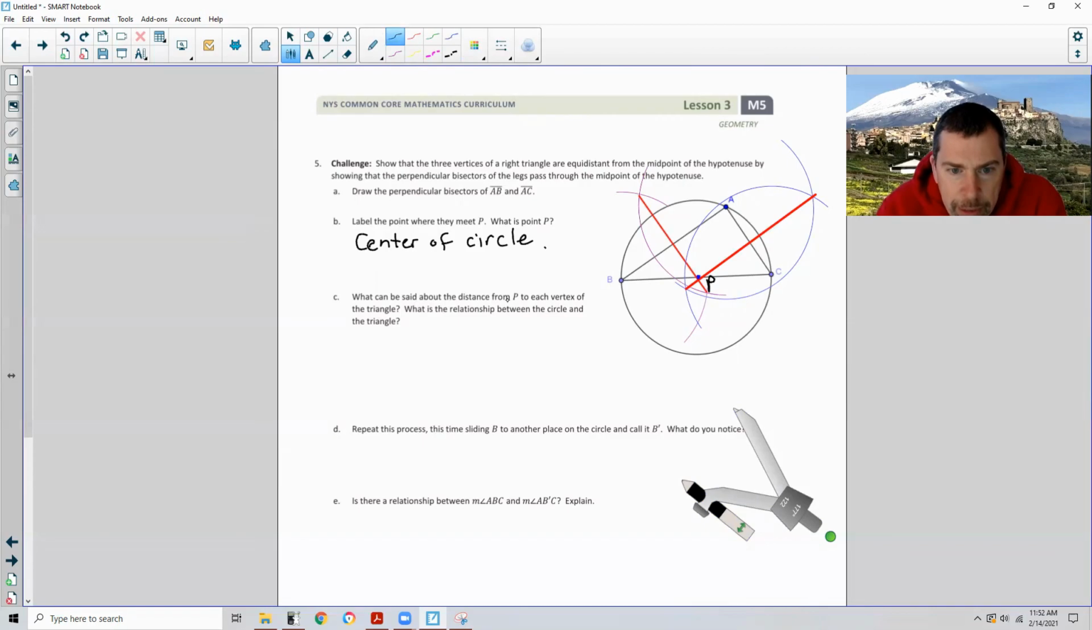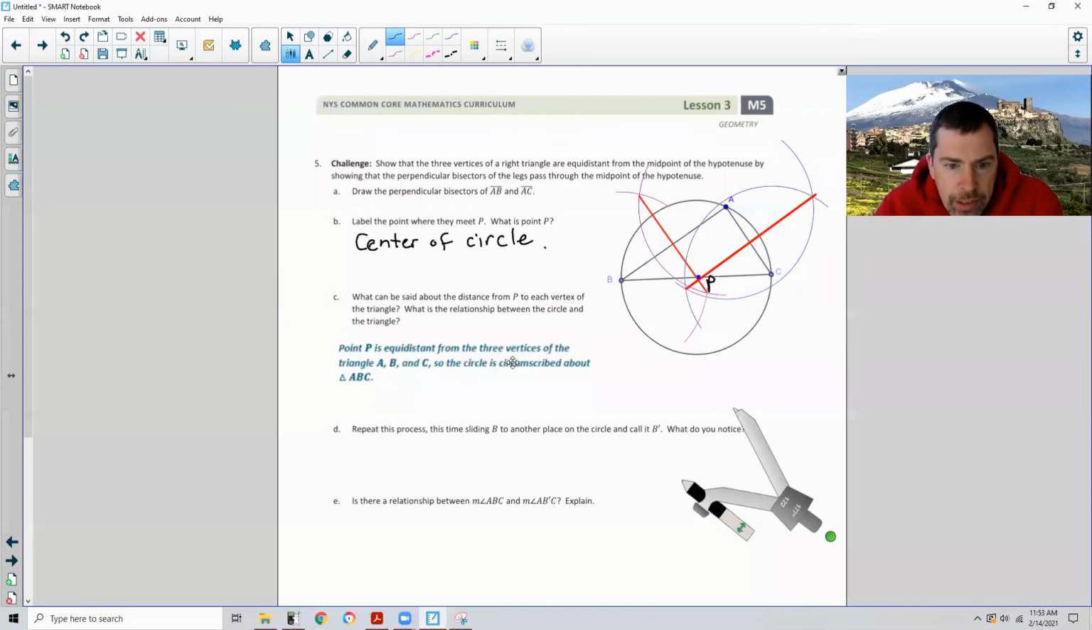C, what can be said about the distance from P to each vertex? Well, from P to C is a radius. From P to B is a radius. If I drew a segment from P over to A, it would be a radius. So the distance from P to any vertex in the triangle are equal because they are radii.